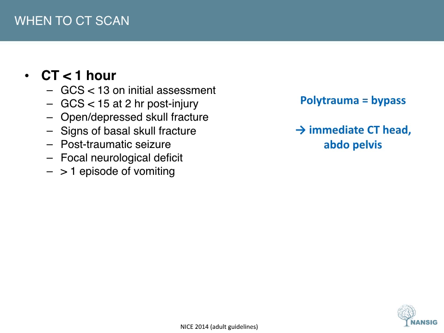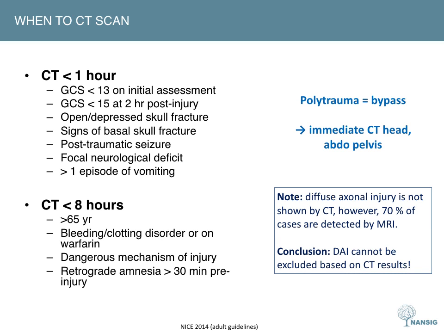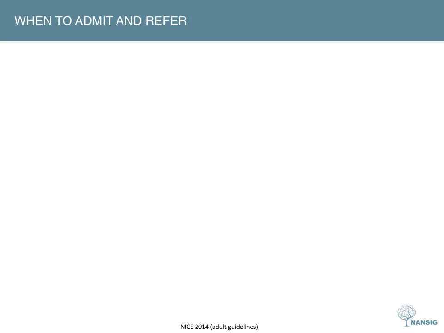But as a final kind of minor point, it's important to be aware that CT will not actually detect diffuse axonal injury. And therefore, although CT is a useful first-line investigation and a useful initial imaging investigation, it probably needs to be followed up by an MRI if diffuse axonal injury is suspected. And we can't actually exclude diffuse axonal injury on the basis of a CT alone.